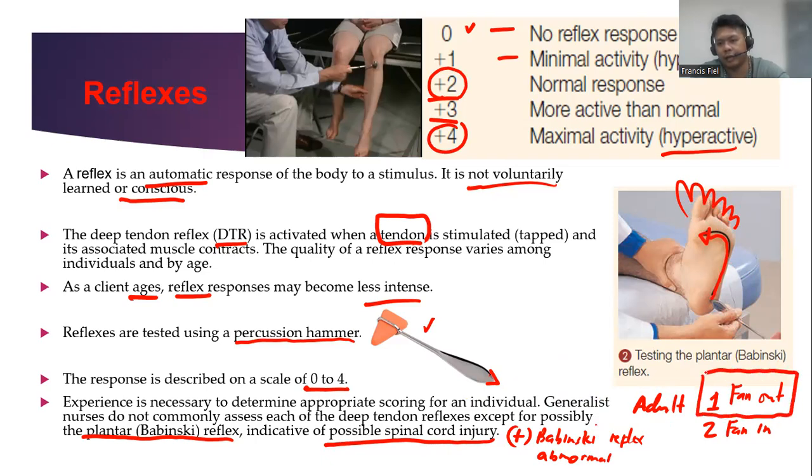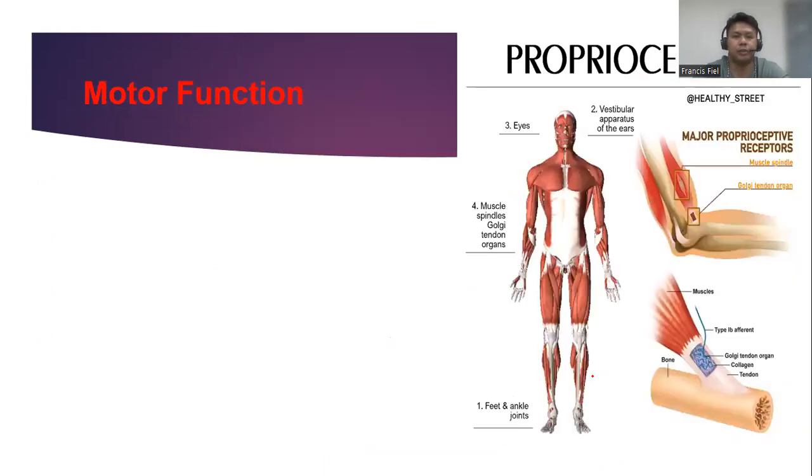No? Fan out is abnormal in adults. But in infants, it's the opposite. In infants, if there is fan out, that is your normal. Number two, fan in in infants means there may be a spinal cord injury or lesions, things like that. Okay? Let's proceed to motor functions.